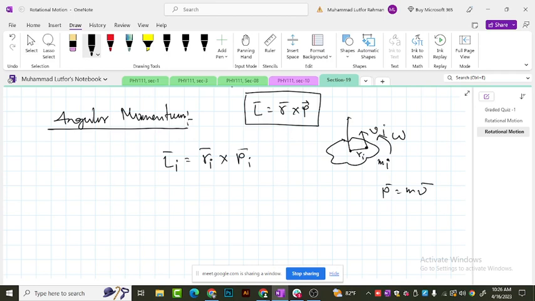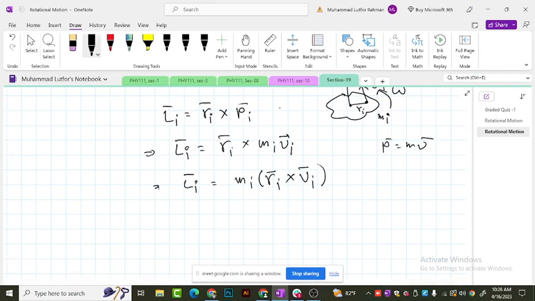I want to find the total angular momentum for this rigid body. What I can write over here is L_i equals r cross p, which is m_i v_i, right? Look at this, I can factor out this m_i, so r_i cross v_i. Now can you tell me what is the angle between this r_i and v_i?